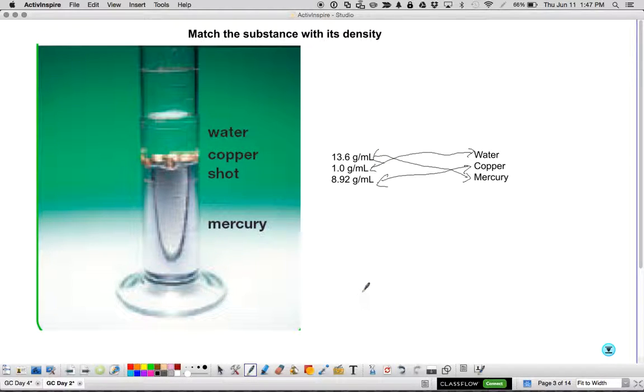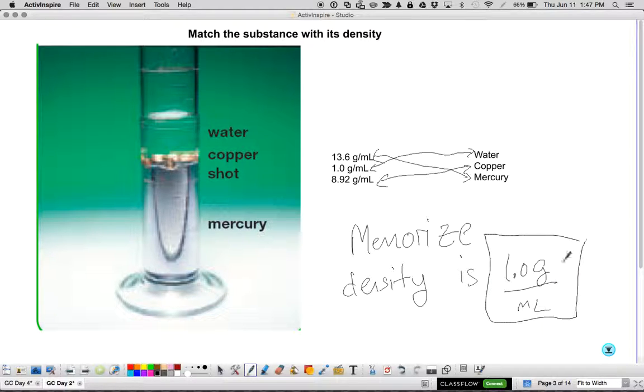Now here's one more thing that you have to memorize, okay? This is very important. Memorize it. The density of water is 1.0 grams per milliliter. You need to memorize that. We will use that value rather a lot, okay? So the density of water is 1 gram per milliliter.